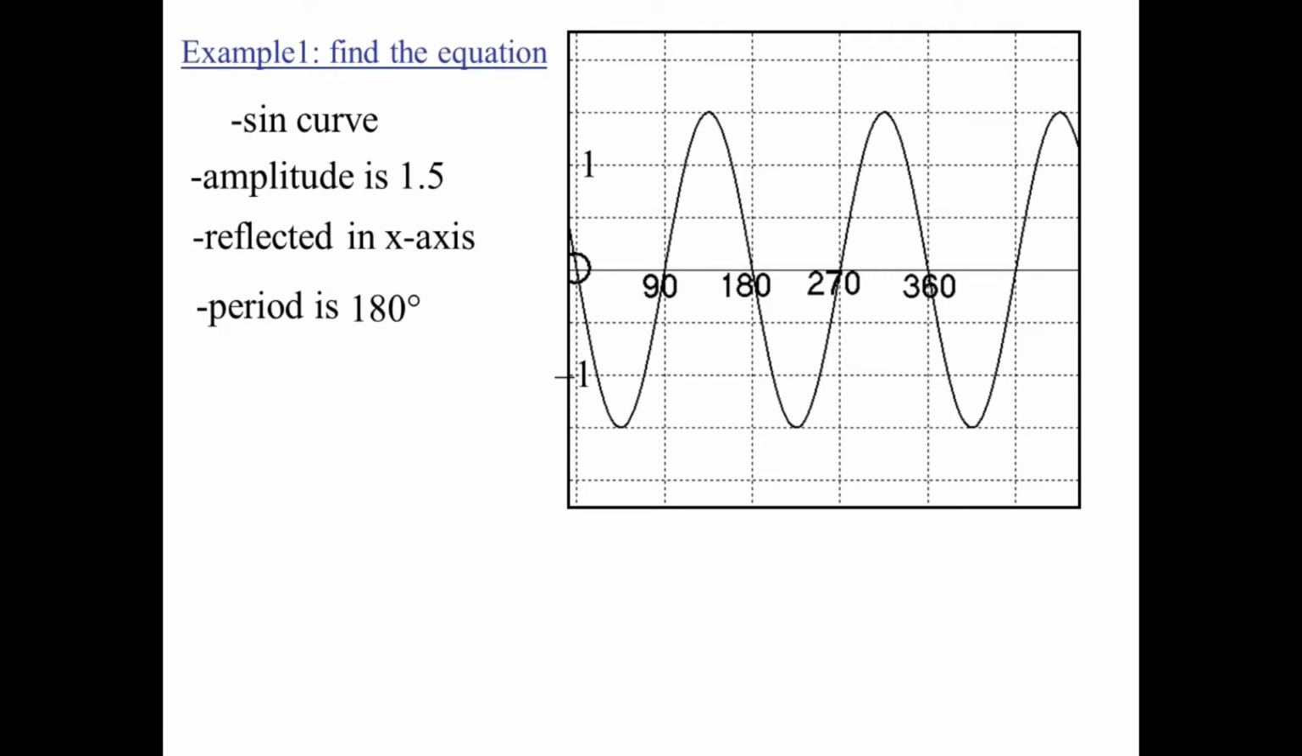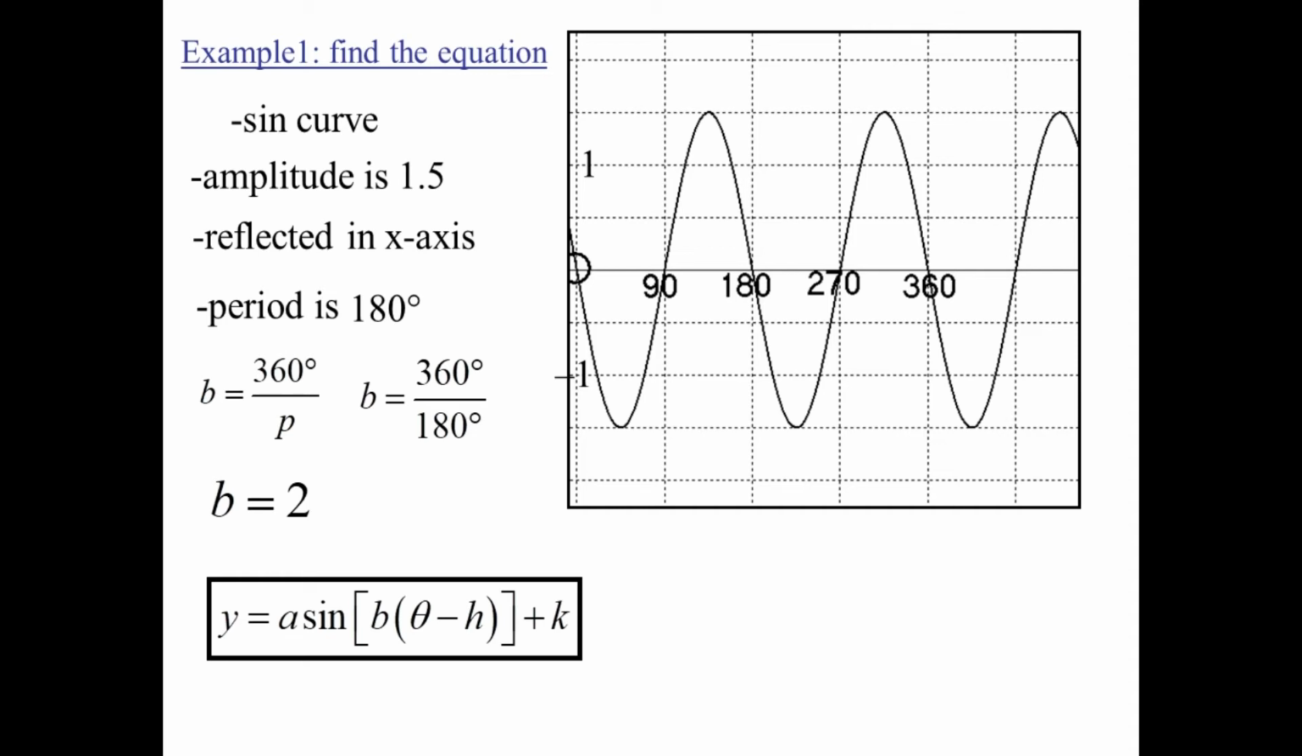Now we're building an equation, so what we really seek is the b value. And we know that b is equal to 360 over p. So it's going to be 360 over 180, and that's 2. Now we know that the b value is 2, and the a value is 1.5, with a negative sign in front of it because it's been reflected across the x-axis. So we can now state the equation of this curve.